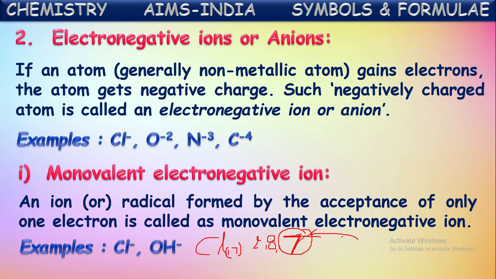In the same way we can say fluorine also. Fluorine also will get one electron to become stable. Then the OH- ion, it is called hydroxide ion. It is also having one unit negative charge. So it is also one of the monovalent electronegative ions.